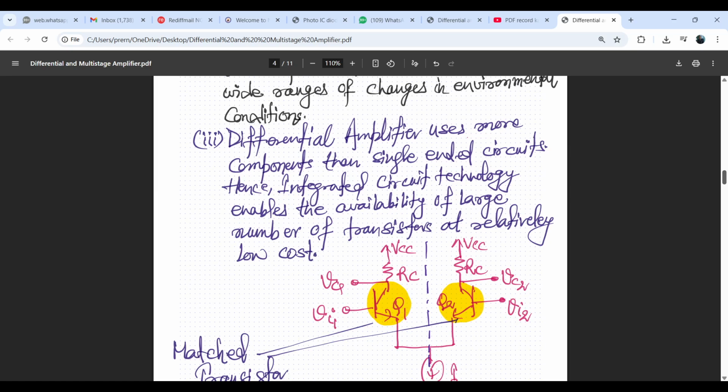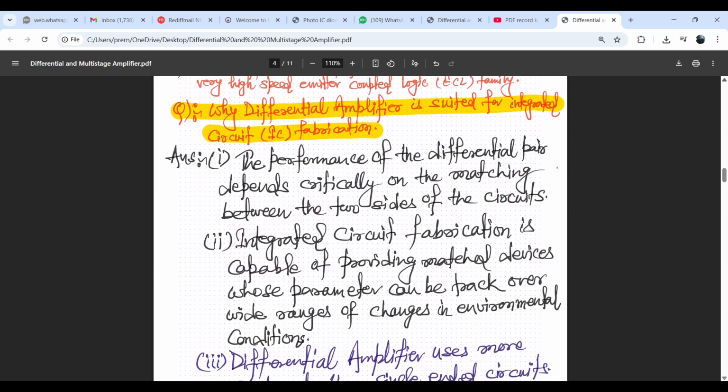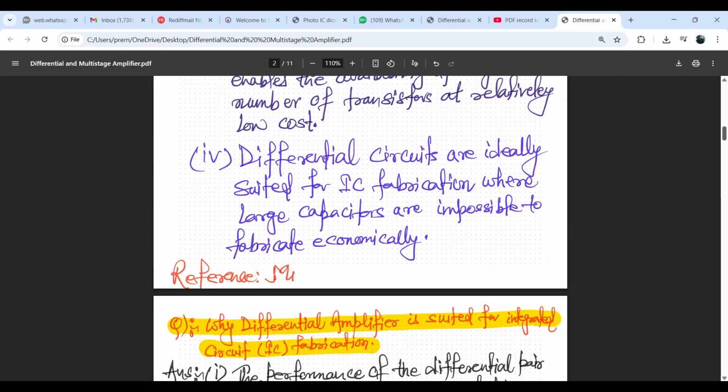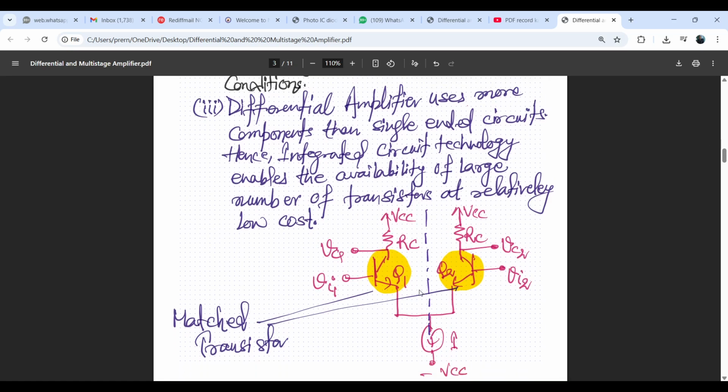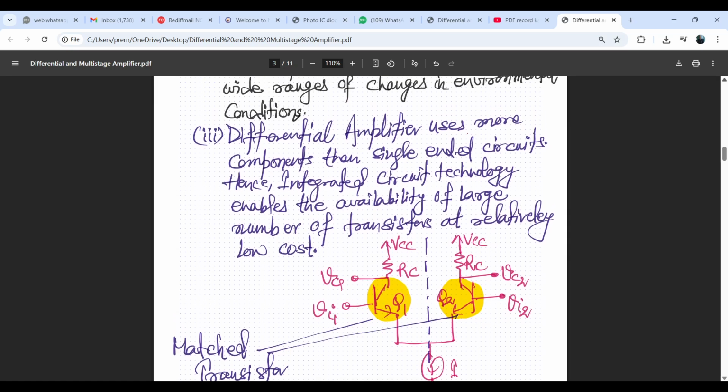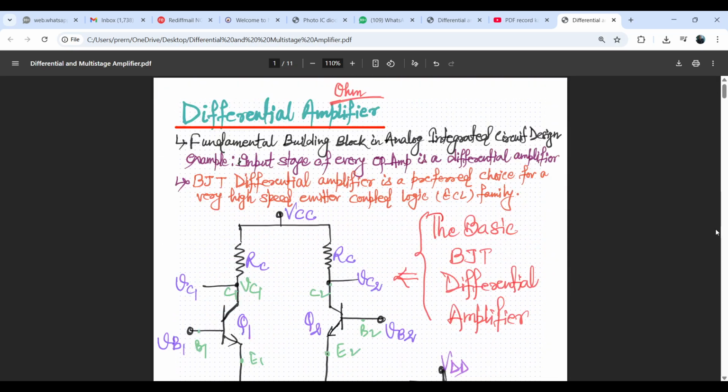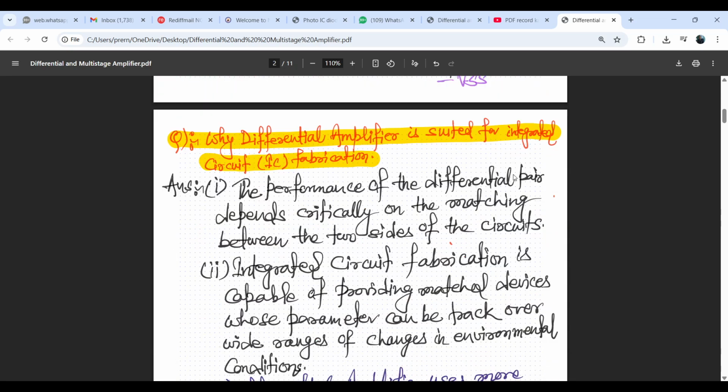We can see if we draw a line in between, both sides are symmetrical, mirror images. So in IC design, the performance of the differential pair depends critically on the matching between the two sides of the circuit. The other point: integrated circuit fabrication is capable of providing matched devices whose parameters can be tracked over wide ranges of changes in the environmental conditions.